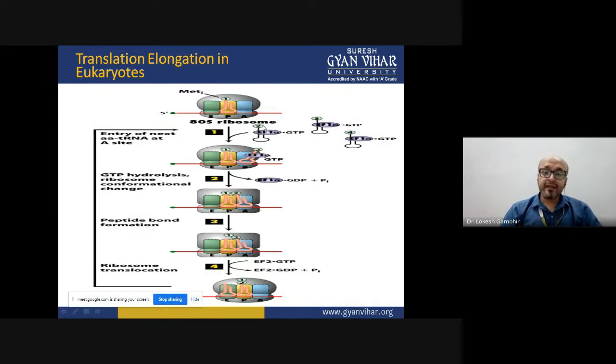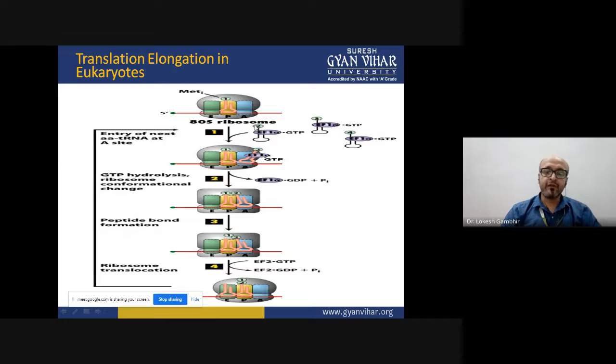So this incoming amino acid tRNA is bound with the first elongation factor called 1 alpha, which is a GTP bound protein, and this elongation factor's job is to deliver this particular amino acid tRNA to the A site. Once it reaches the A site, the GTP is hydrolyzed and the delivery occurs. The delivery of the amino acid tRNA onto the A site, and the elongation factor 1 alpha is released now.